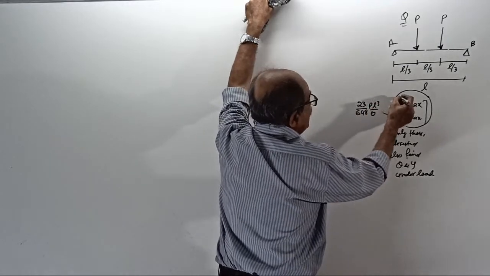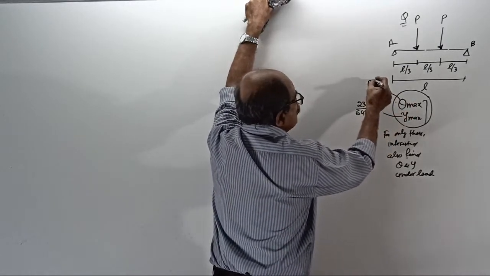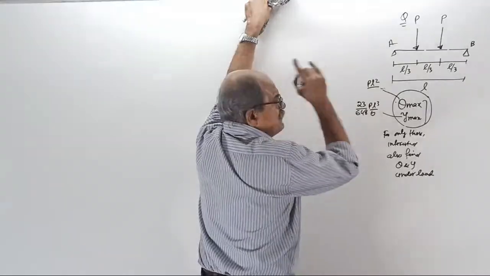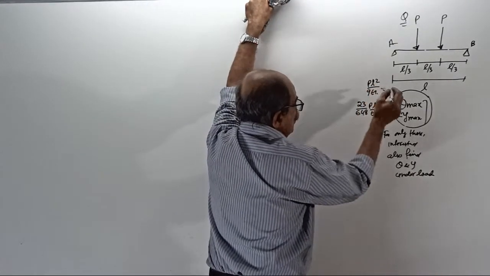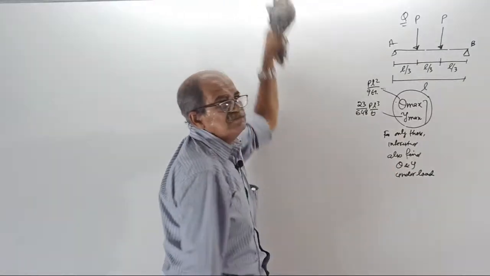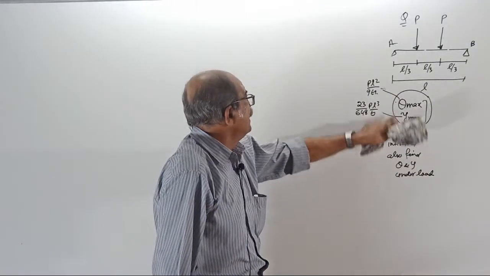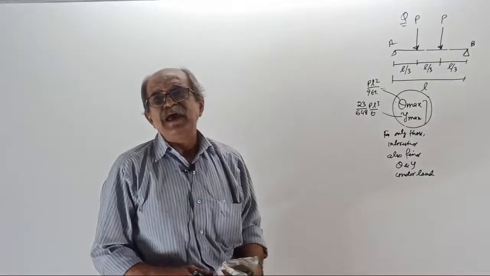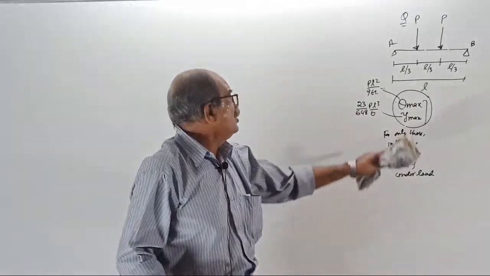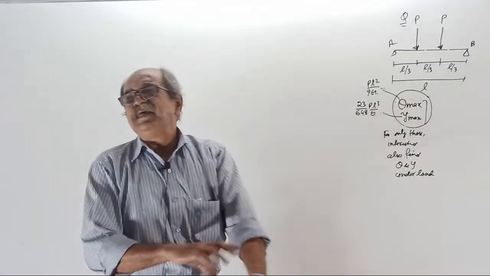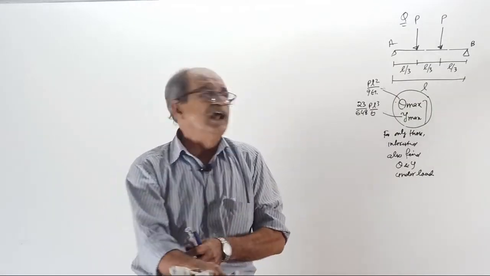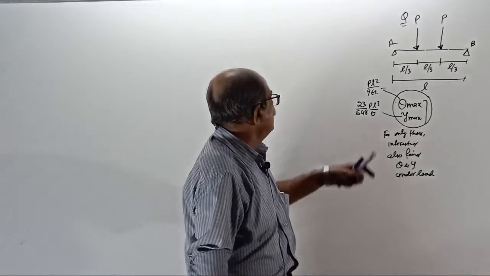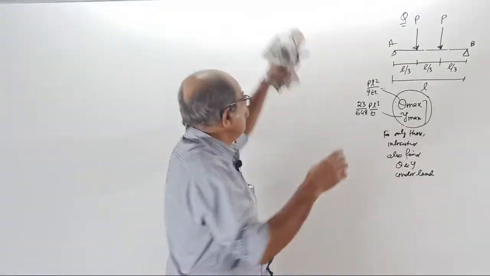And slope, I remember PL square by 9 EI, I think, most probably. I don't remember these; this is not by-hearted. I remember because this question for the moment area and conjugate beam method, academically I had done more than 30-40 times. Therefore, I remember the answer. Okay, let's see, it's just a question of remembering.